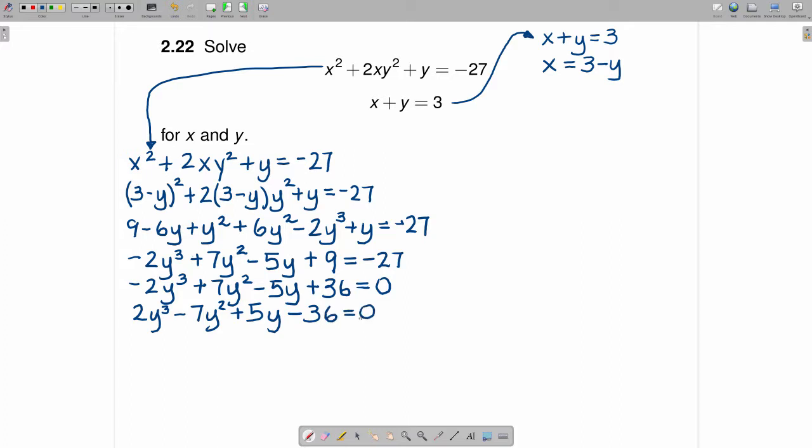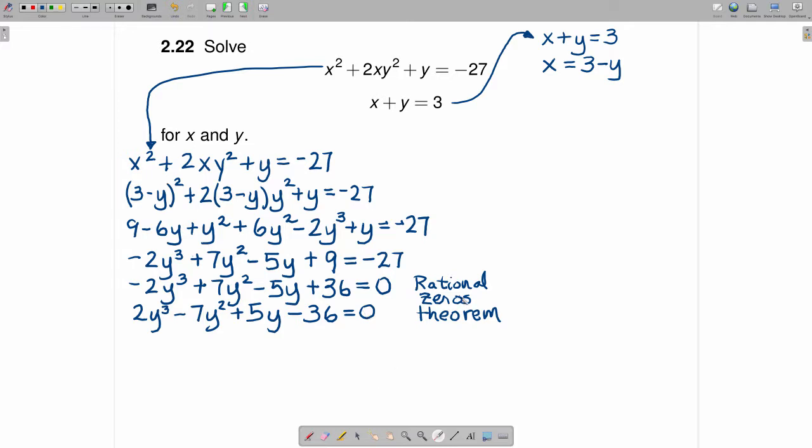Now, there is something that is known as the rational zeros theorem. I'll write that off to the side here. And the rational zeros theorem is used to give you some candidates for what y values might solve this. Trial and error is too difficult here.